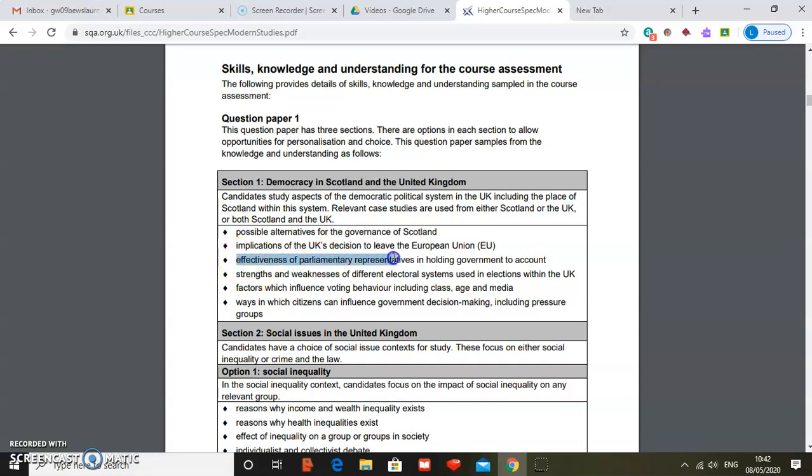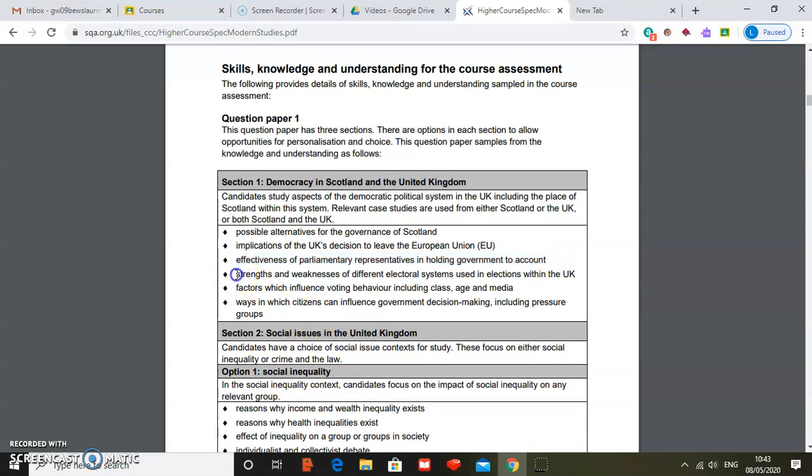Effectiveness of parliamentary representatives in holding the government to account. So basically, how much can the government get away with, and what does Parliament, which is the House of Commons and the House of Lords, do to stop them getting their own way. Now, it's obviously much easier if the government doesn't have a majority, for example, Theresa May's last government. However, Boris Johnson will get away with slightly more with a majority. However, remember the House of Lords, as we'll look at, is an effective block a lot of the time.